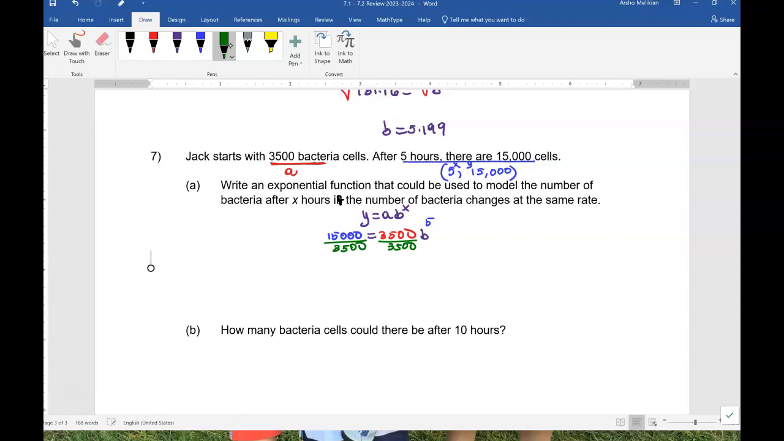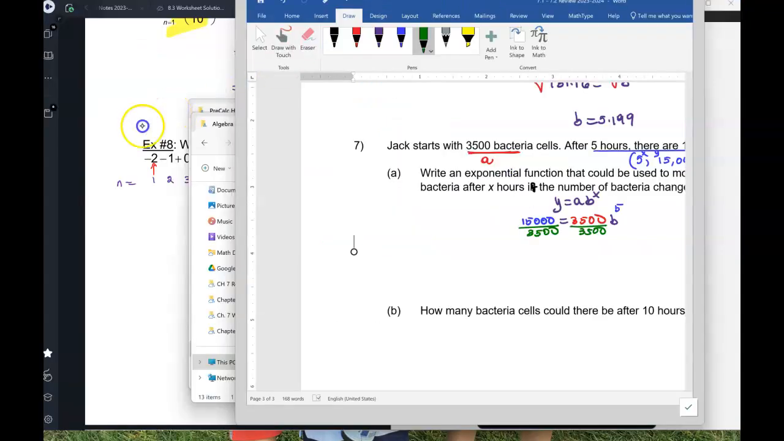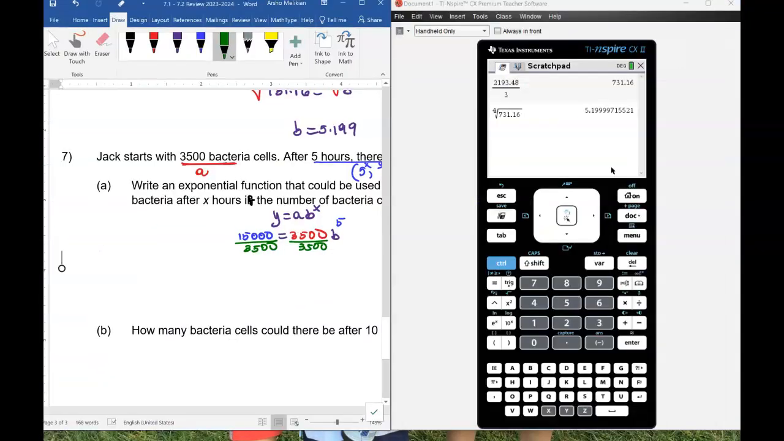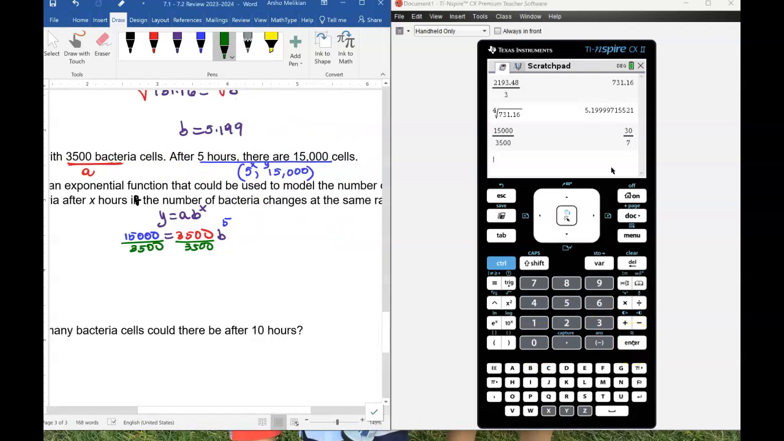Okay. So here, plug these in because you don't want to get stuck with all these numbers and calculations. So we get 30 over 7. And you know what? I'm just going to leave it as 30 over 7. That's good enough. So 30 over 7 is equal to b to the power of 5. Okay, solve for b. Take a fifth root.